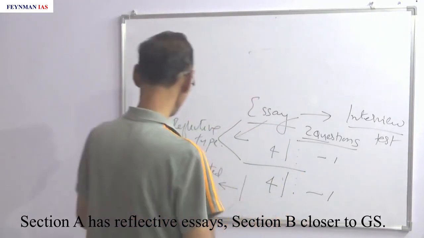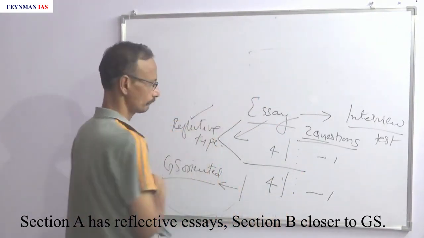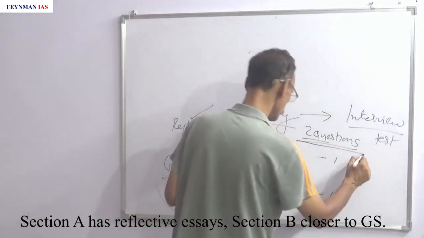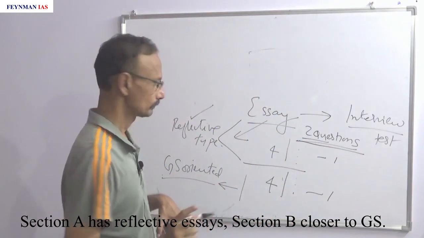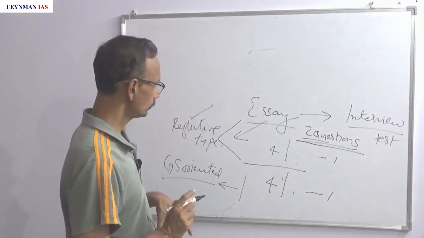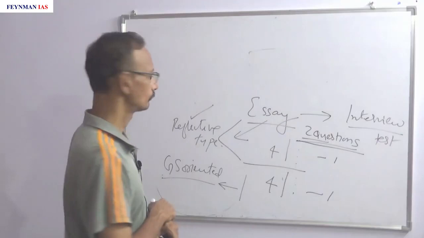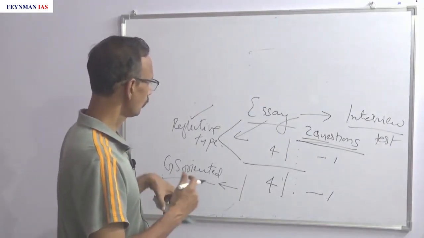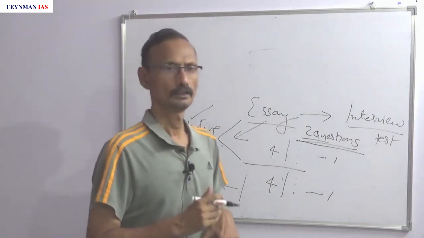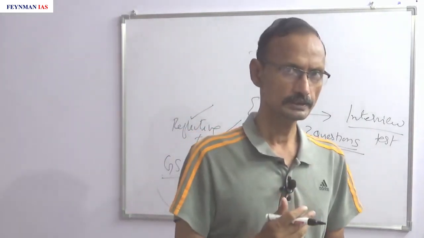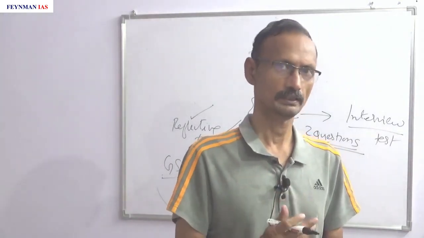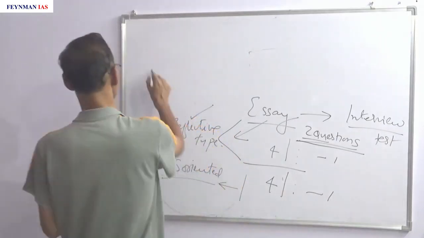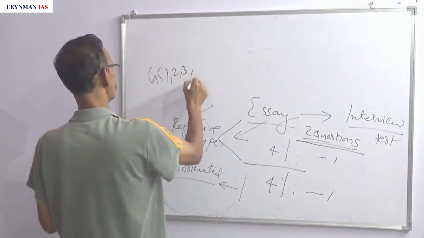So introducing reflective type and asking 2 questions in 3 hours, and at one time it used to be only 1 question. All these things mean that UPSC wants to test something which is not tested in other papers, GS 1, 2, 3 or even 4.